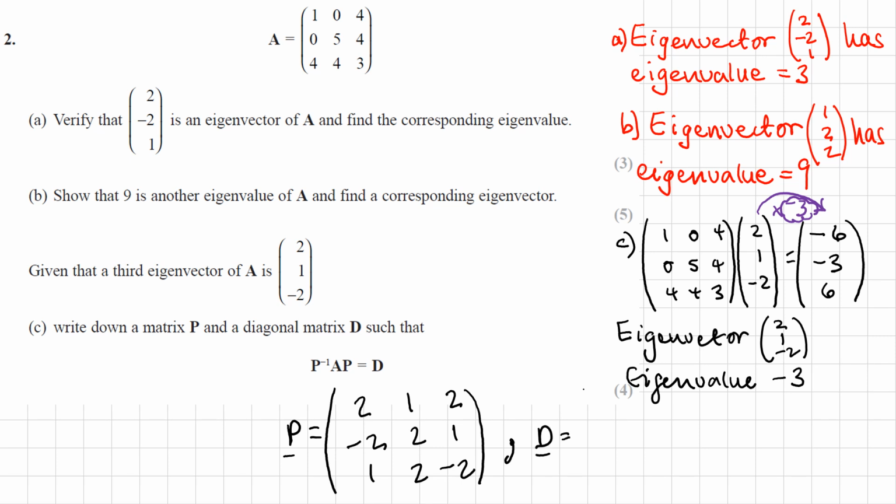this diagonal matrix, needs to have the corresponding eigenvalues in the correct order. So 3, 9, -3. So 3, and then 9 along the leading diagonal, and then -3. And that completes, let's highlight the answer, and that completes this question.